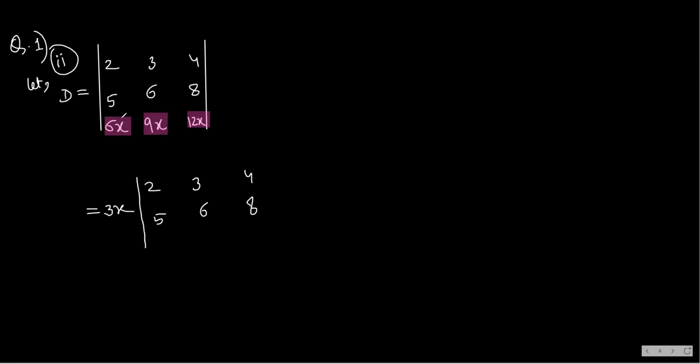So see, student, from 6x, when 3x is out, what is the factor left? 2. From 9x, when x is out, you get 9. When 3x is out, you get 3. And from here, you get 4. Gayatri, next step, say it.